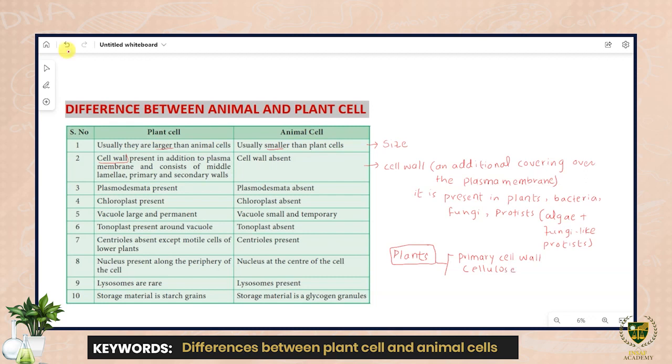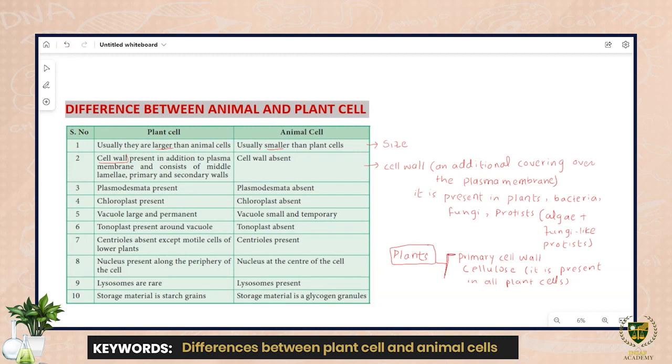And this cell wall is present in all plant cells. जितने भी plant cells होते हैं, they do possess the primary cell wall. Clear?